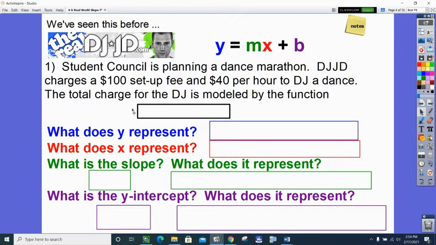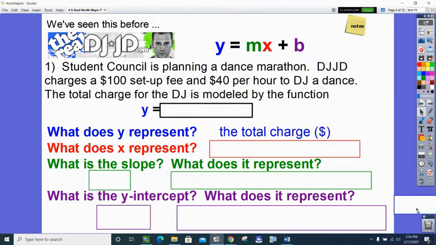So we need to write our input-output function. And you did this one before. So remember that the output, which is y, in this case represents what? It's going to represent the total cost in dollars that you're going to pay the DJ to do the dance. Now, the next thing we're going to do is look at these 2 numbers, right? And remember that m is your slope. Slope is movement. Slope is change in y over change in x, right? In this case, which one of these numbers is showing you that? And which one is the initial value?